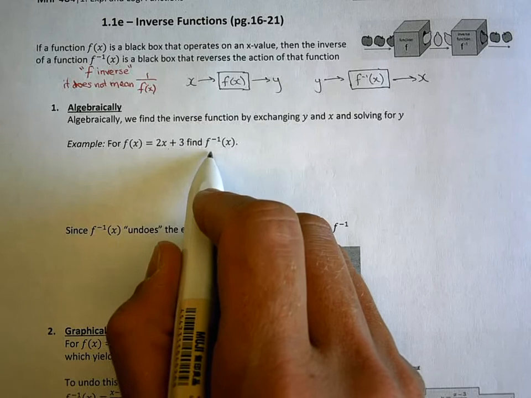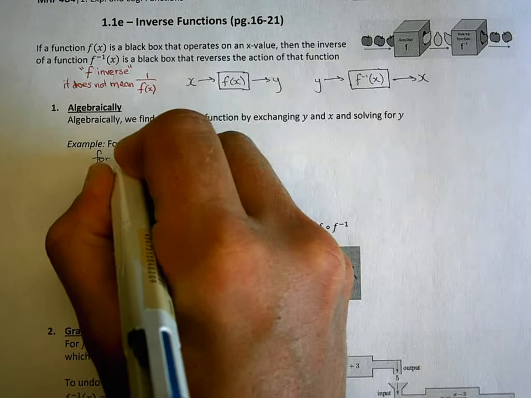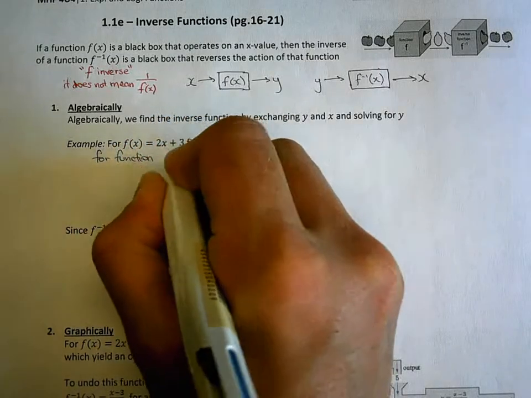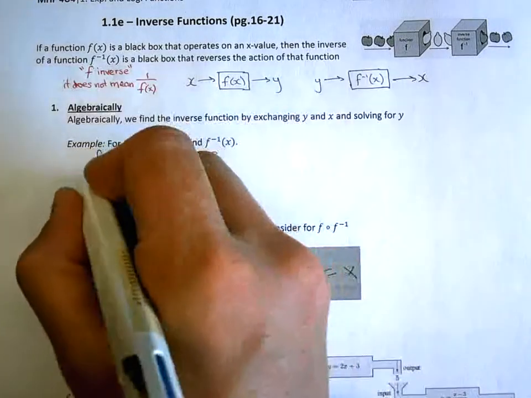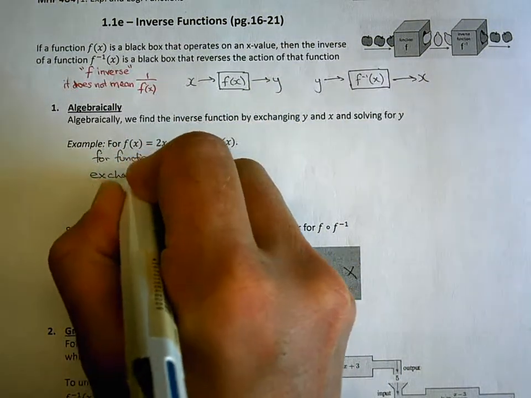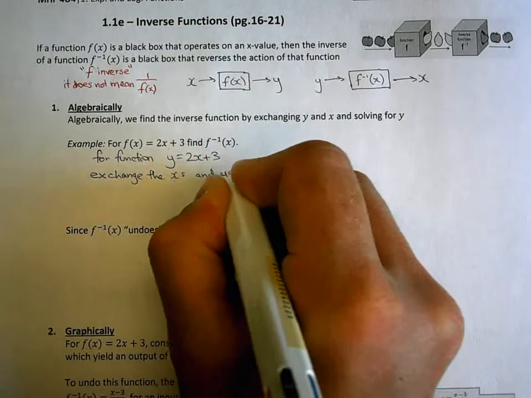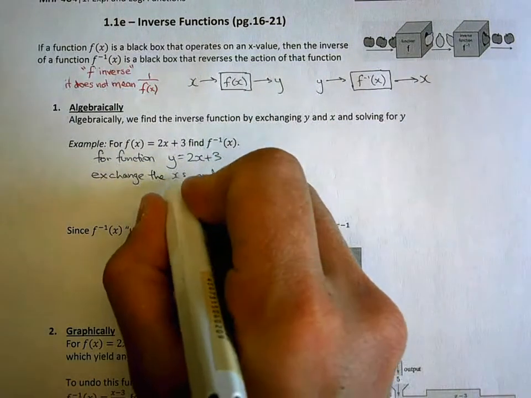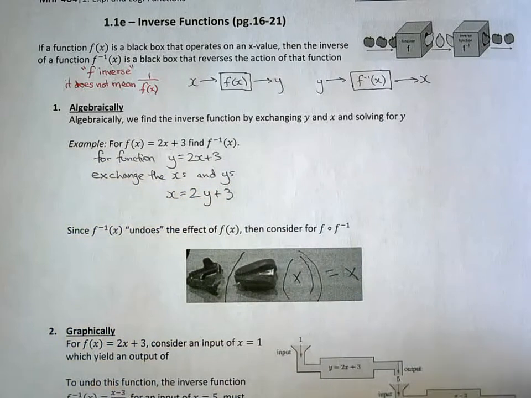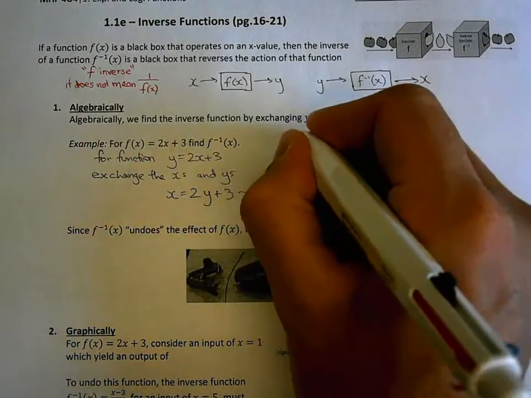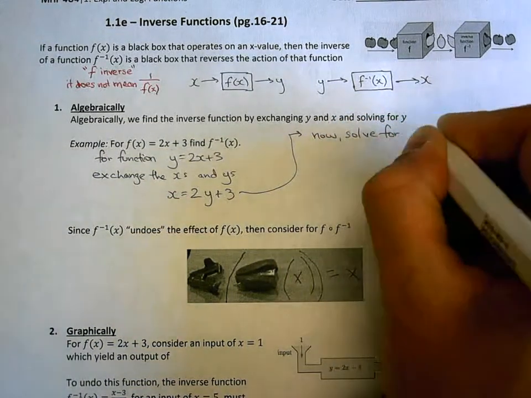Find the inverse function. Okay, well, for the function y equals 2x plus 3, the strategy is we exchange the x's and y's. So I'm going to turn that y into an x and that x into a y, and I get that expression. And now solve for y.